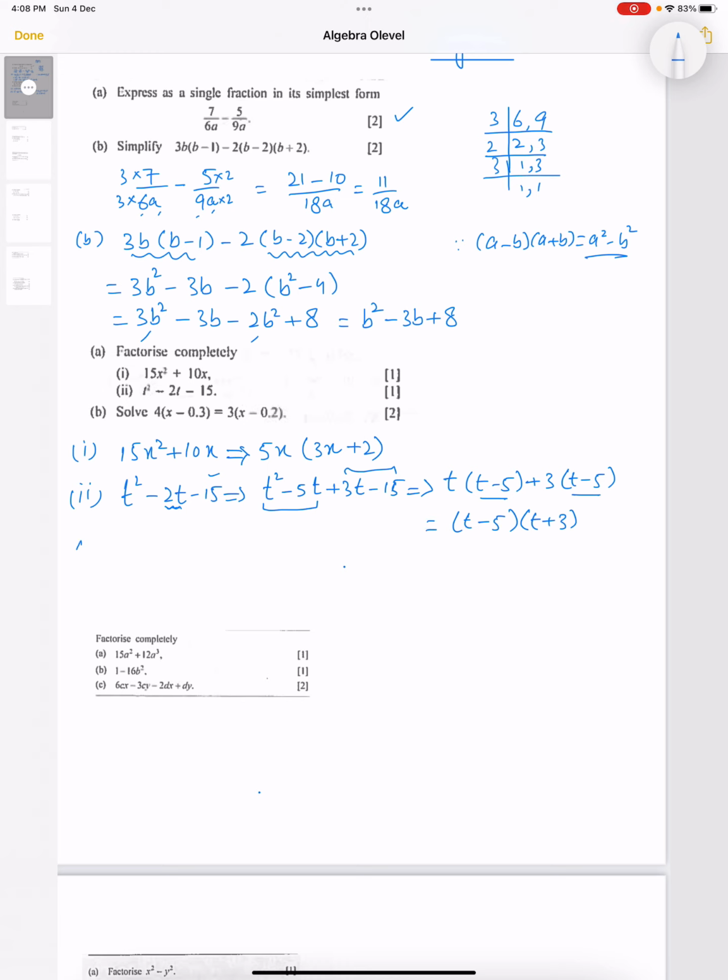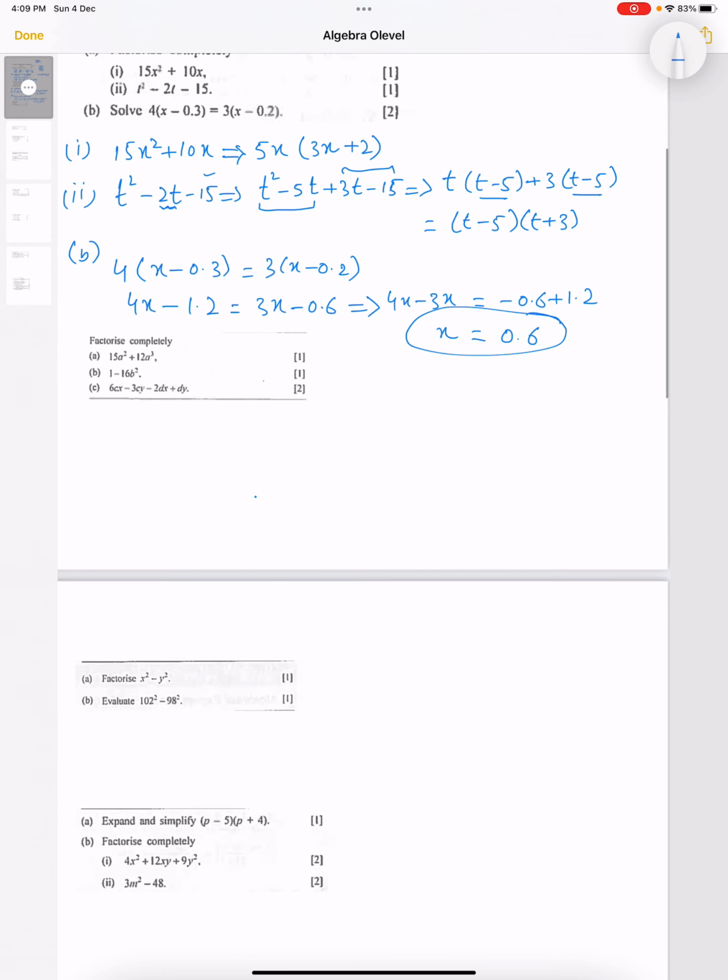Right. Now B part, solve for 4(x minus 0.3) equals 3(x minus 0.2). You have to expand the brackets first. This will become 4x minus 4 times 0.3, which is 1.2, equals 3x minus 0.6. Further, I will have 4x minus 3x equals minus 0.6 plus 1.2. 4x minus 3x is simply x. Negative 0.6 plus 1.2 is definitely 0.6. That's the answer. x is equal to 0.6.